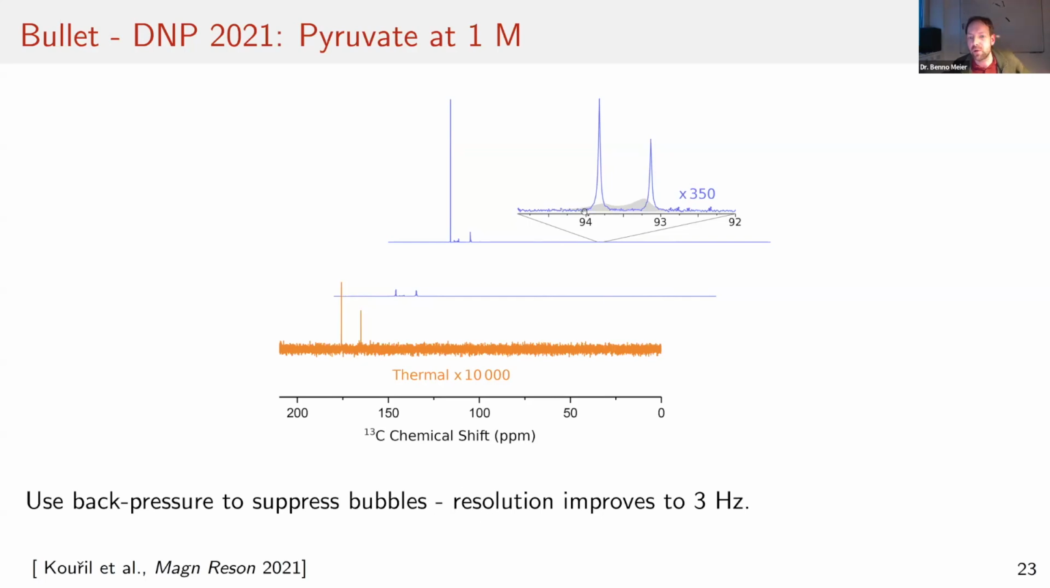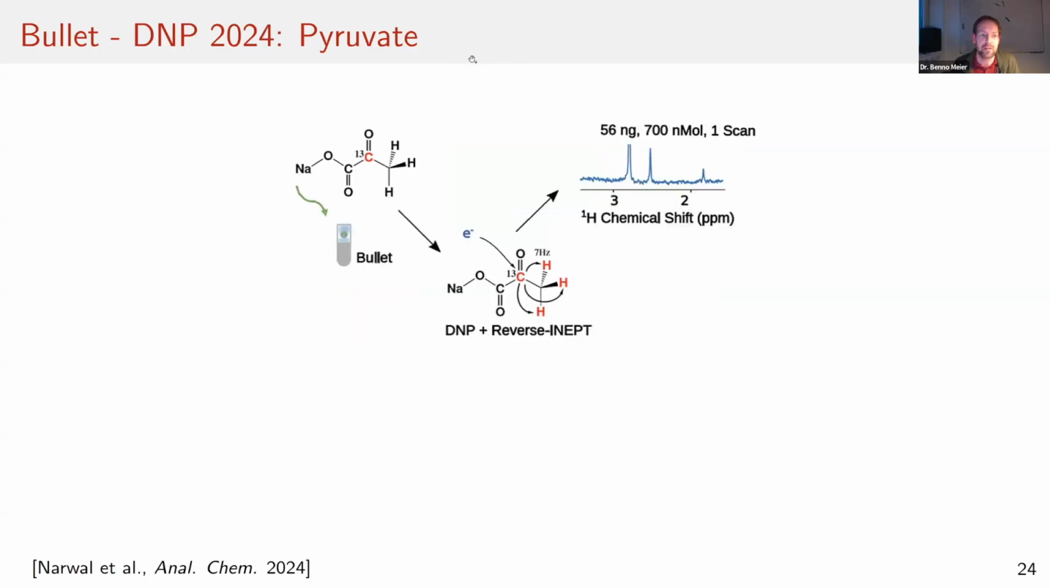And you can see here in gray, this is the data from Southampton. That's the spectrum I was just showing earlier. And in blue, you can see the new spectrum with improved resolution. Okay, but we are still at 1 molar pyruvate here.